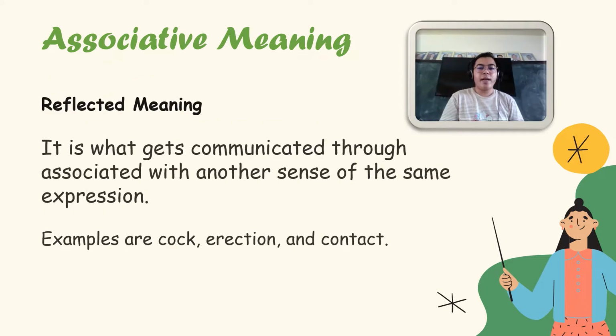Now, let us move on to another type of associative meaning, which is the reflected meaning. Reflected meaning is what gets communicated through association with another sense of the same expression. Examples are cock, erection, and contact. These words with multiple meanings may get misunderstood as taboo words, which means banned on grounds of morality or taste.